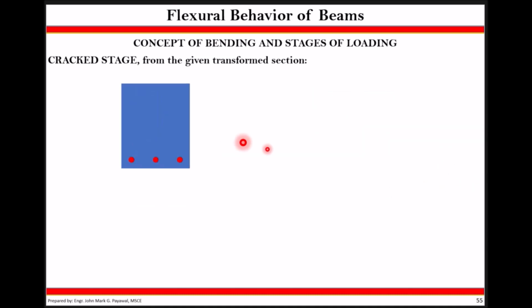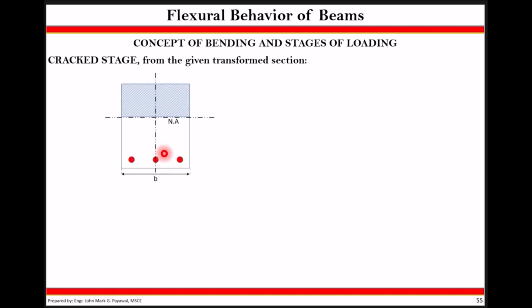How would the transformed section look like? So from the original figure, it would look like this one na. Measuring your values, this is your neutral axis, this is the depth of your concrete block, and then this is the effective depth of your reinforcement. This area is now converted to n multiplied by A sub s. Taking the moment at the neutral axis, so for crack stage, instead of taking the moment on the top fiber, dito na lang sa gitna para simple.